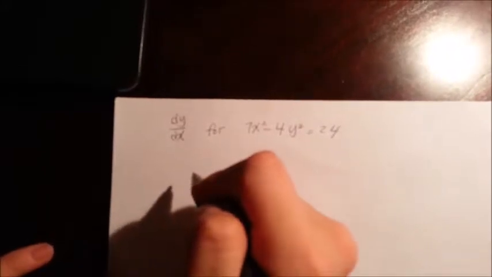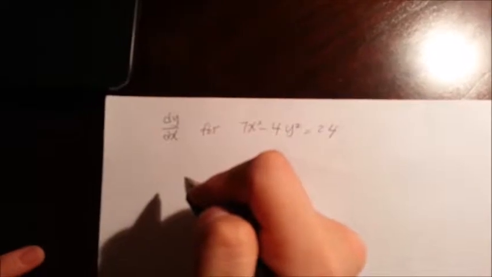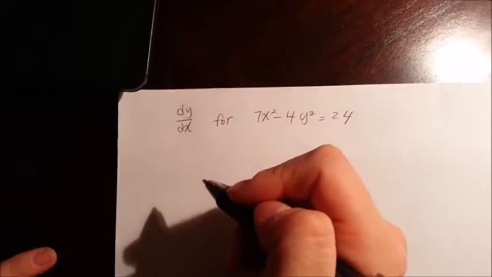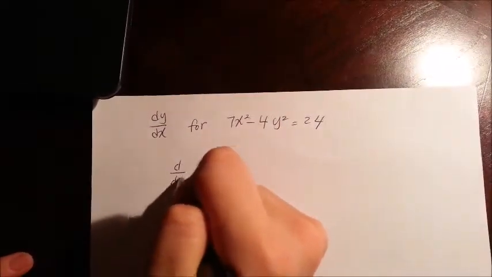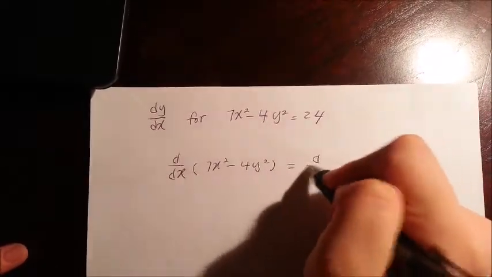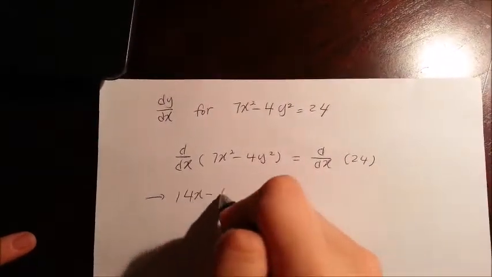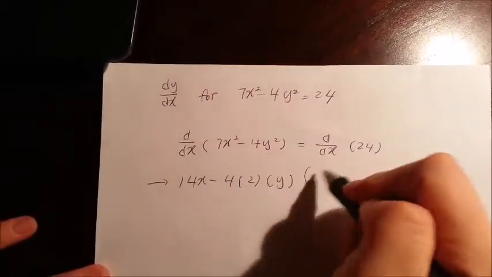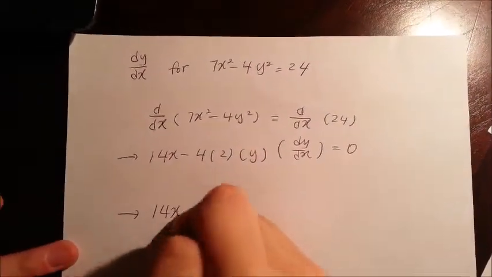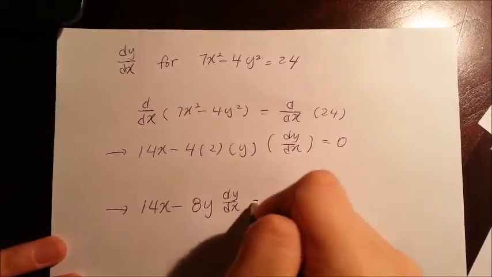Third example, determine the derivative dy over dx for 7x squared minus 4y squared equals 24. Step 1. Take the derivative of both sides with respect to x. d over dx of 7x squared minus 4y squared equals d over dx of 24. 14x minus 4 times 2y dy over dx equals 0. 14x minus 8y dy over dx equals 0.